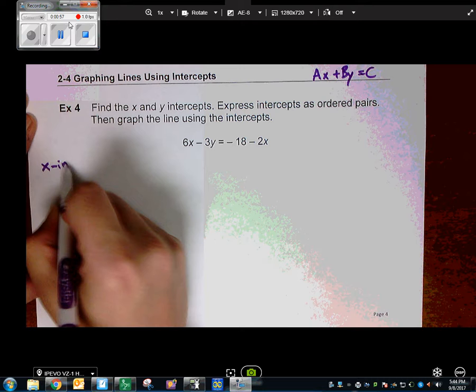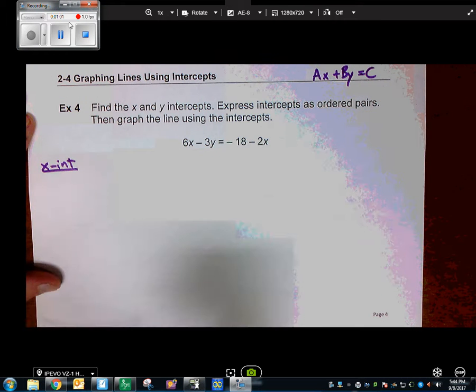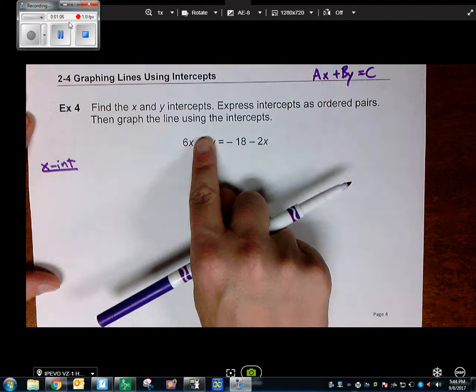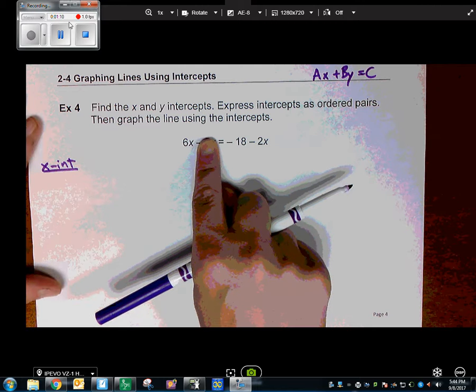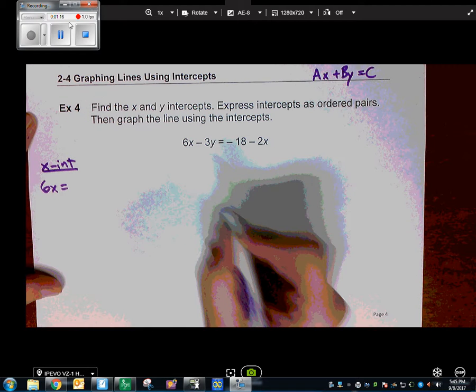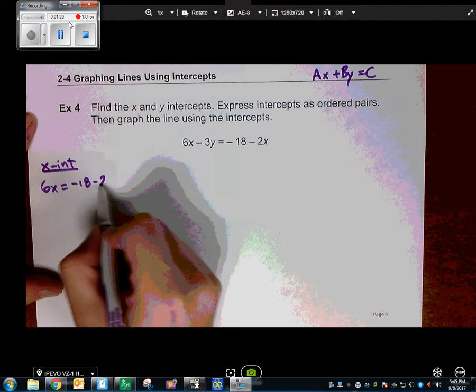And to find our x-intercept, how do we do that? To find the x-intercept, we ignore y. Anything that involves y, we ignore it. And what's remaining is the equation that we need to solve to find our x-intercept. So what's our new equation? 6x equals, ignore that y stuff, negative 18 minus 2x.